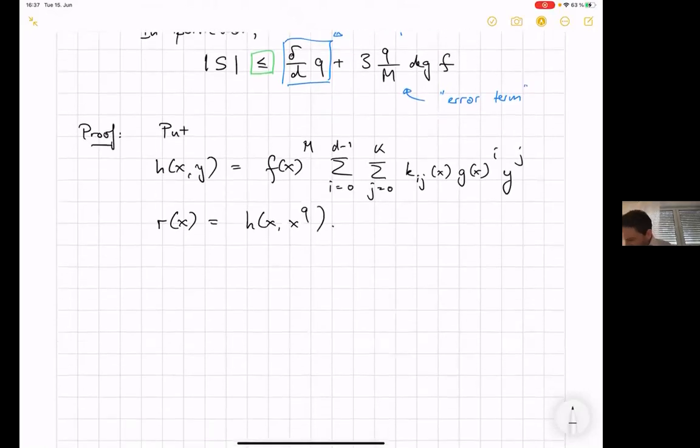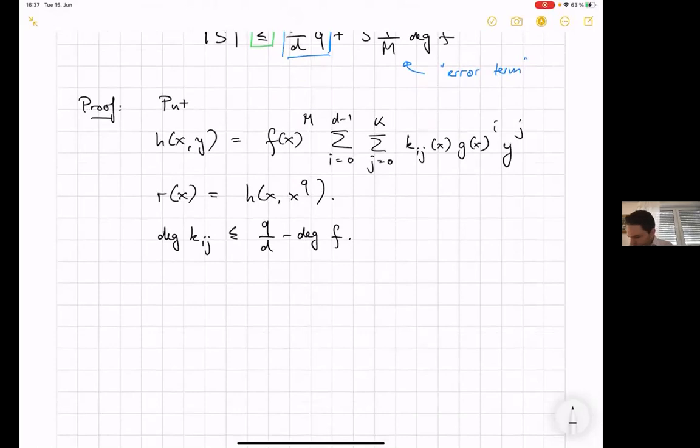And the k's are not yet determined. We just require that the degree of kij is bounded by q over d minus the degree of f.